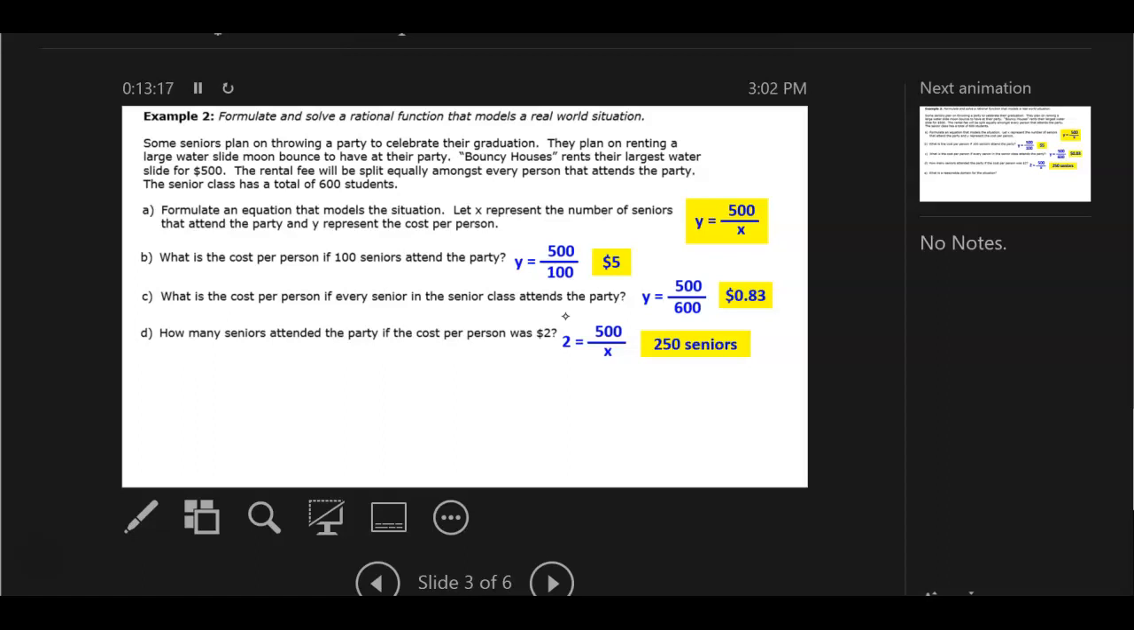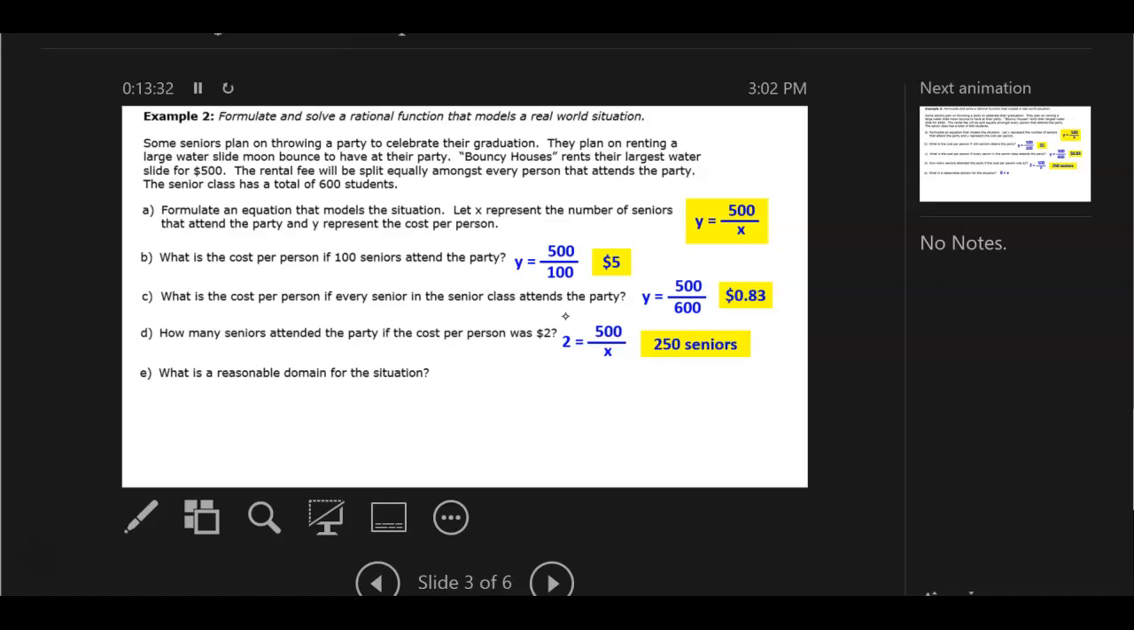Okay, so last one, and we're done. Oh, actually, last 2. What is a reasonable domain? Is domain X or Y? Domain is X, okay? So domain is X, and X is the number of seniors.